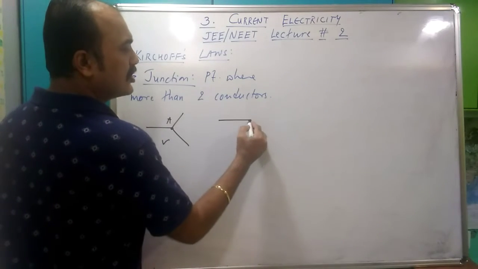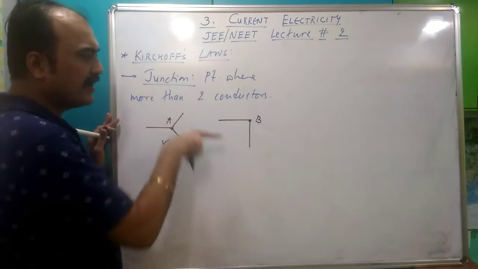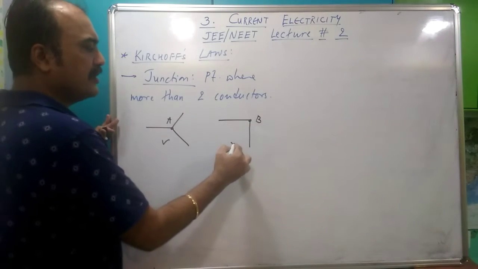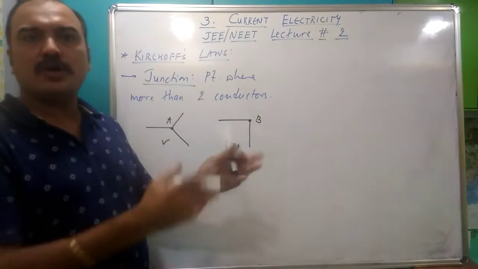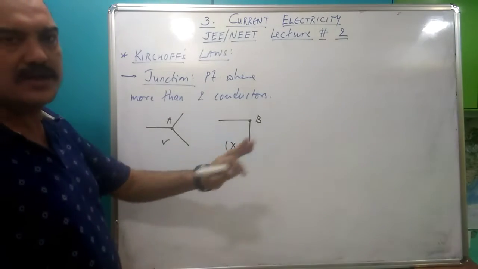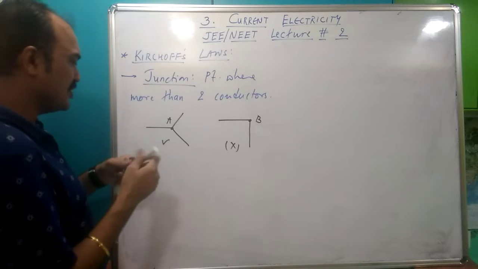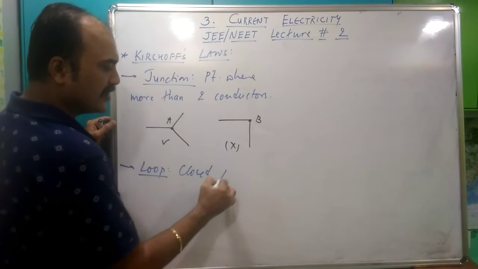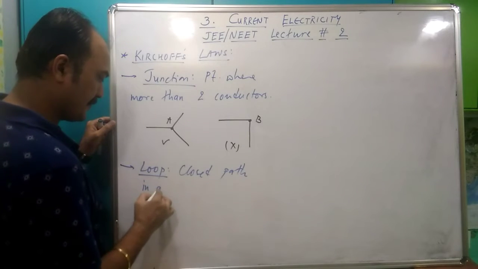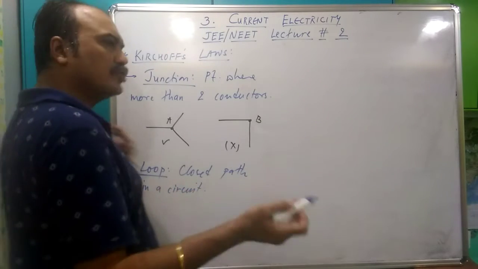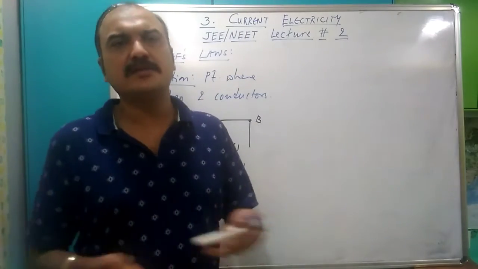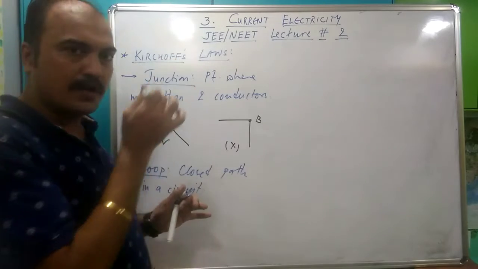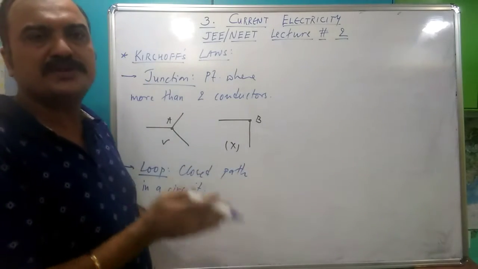But this is not a junction because current is not dividing. Whatever current is coming from this conductor is going down into this conductor. At this point, no addition or subtraction of current takes place. So B is not a junction. The second definition is a loop. A loop is actually a closed path in a circuit. And this closed path would contain resistances, batteries, capacitors, you name it. So you have to start from one point, go around and come back to the same point. At that point the loop is complete.